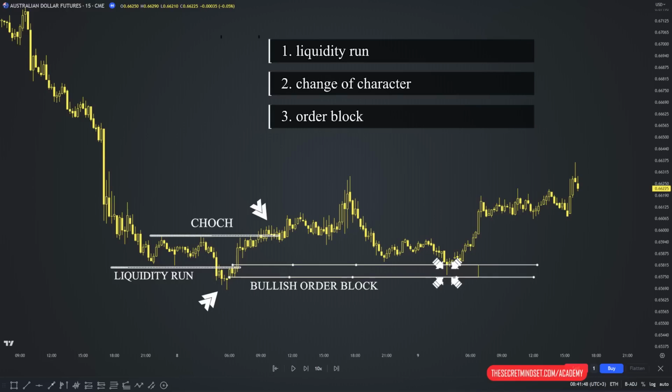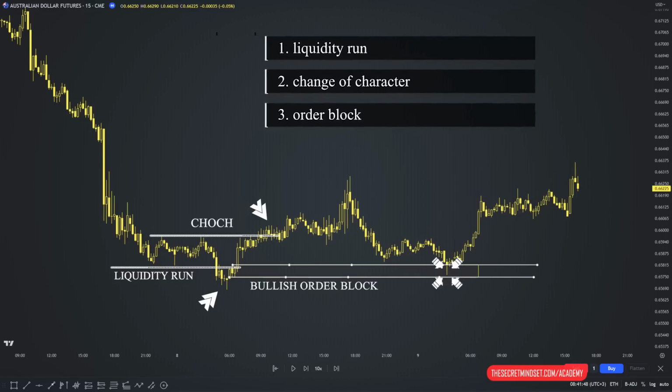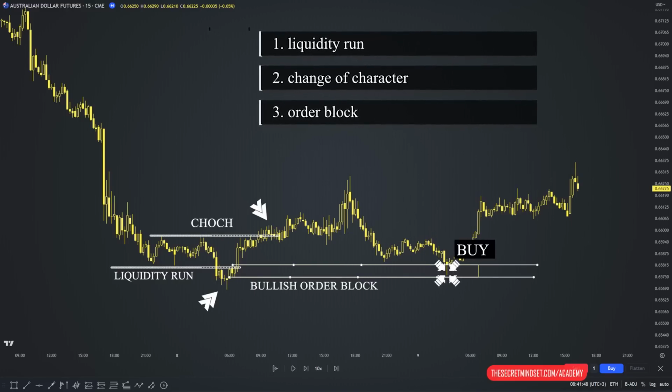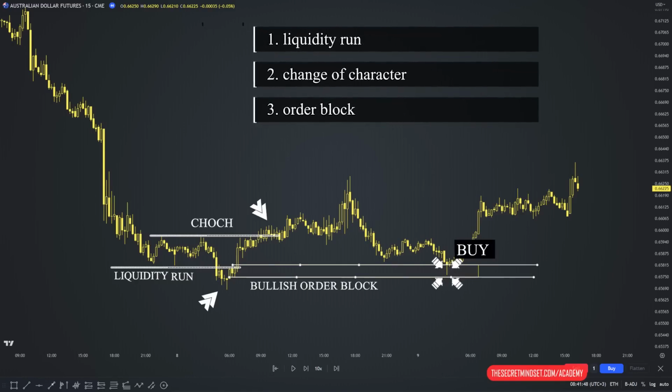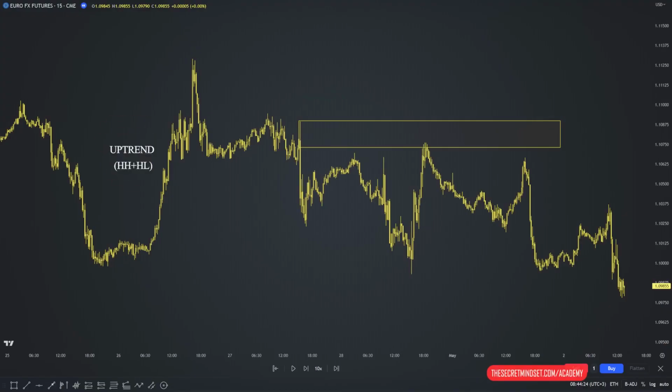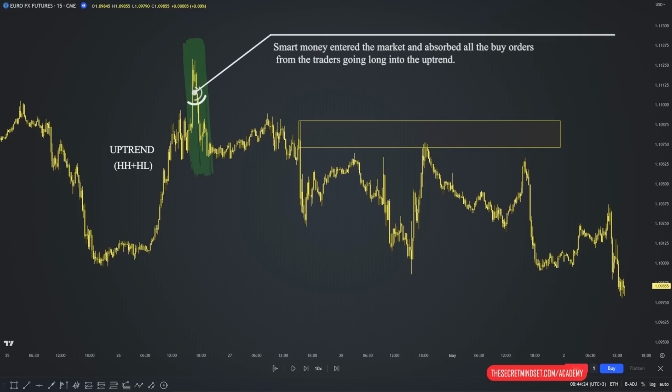So we first had the liquidity run, a change of character, with the order block forming between these two phases. When price returned to this area, that was your chance to enter with the smart money positions on your side. Take a look here. First we have a significant uptrend, which is very obvious. Then we have a strong, near vertical move down. This move down tells you that smart money entered the market and absorbed all the buy orders from the traders going long into the uptrend. And look at the obvious liquidity run, taking stops above this level and trapping buyers on the wrong side.